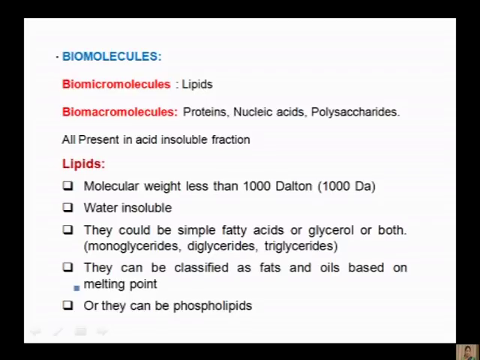So, lipids have a molecular weight of less than 1000 Dalton. They are water insoluble, therefore we call them hydrophobic. Then, they could be simple fatty acids, glycerol or both. So, they can be classified further into monoglycerides, diglycerides and triglycerides. They can be classified as fats and oils based on melting point, and the last classification is the group called phospholipids, where the lipids are associated with a group of phosphorus.